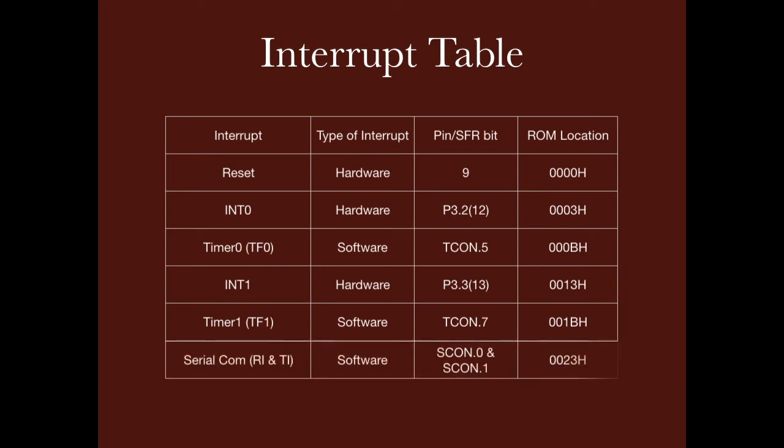The last interrupt is for serial communication. Its vector location is 0023H, and this interrupt is generated when either RI or TI is set. So it's a software interrupt, and the RI and TI bits are set when transmission or reception of a byte is complete, and they are available as the first 2 bits of the SCON register as discussed in the previous slide.